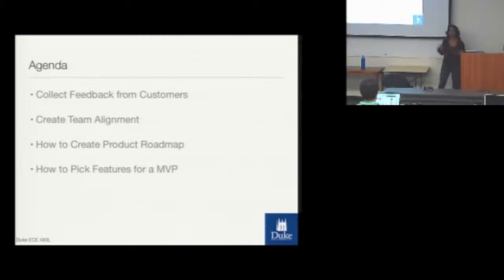We also have to come up with a product roadmap, which is going to be your exercise towards the last portion of class today. And then we'll talk about how do you go about picking features to put them into a prototype or an MVP, right? A lot of times this is the confusion that people have. It's what do I even put in the first product? How do I figure that out?